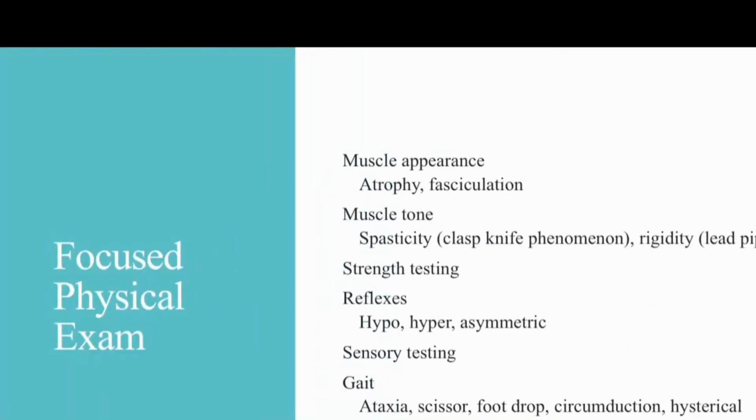Your physical exam, you're viewing the muscles. Is there atrophy in the muscles? Is it on one side of the body versus the other? Any fasciculations? Do you see any muscles twitching? Watch out for those. Muscle tone, spasticity: how fast are these muscles moving? Is it rigid, like that lead pipe rigidity, because they have dopamine issues and can't go nice and smooth?